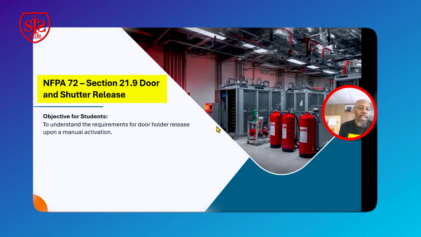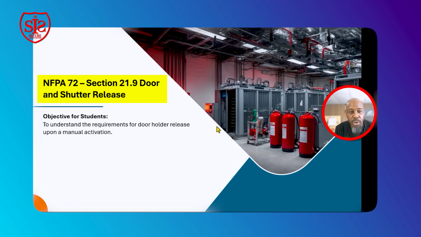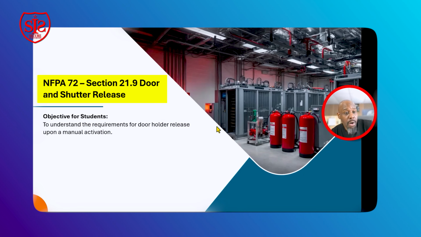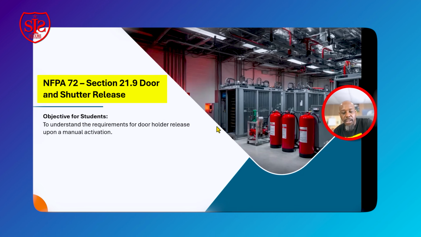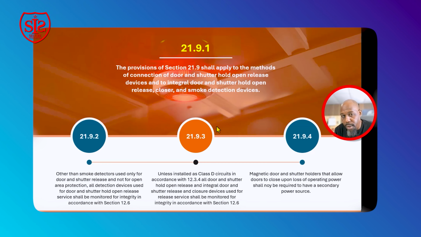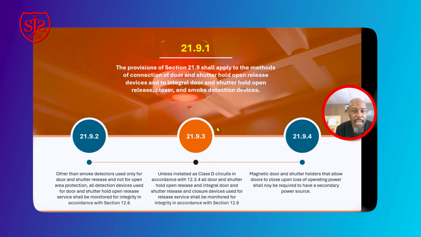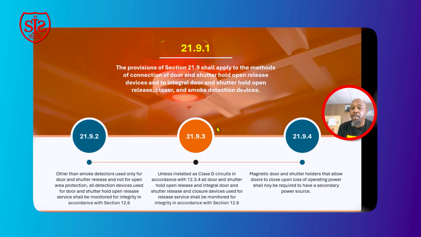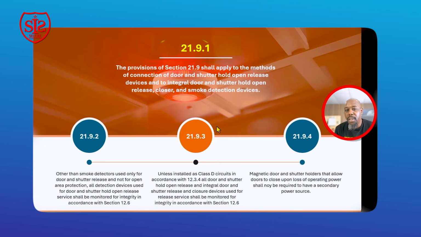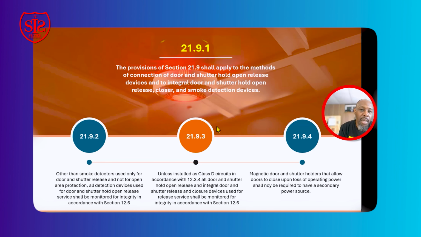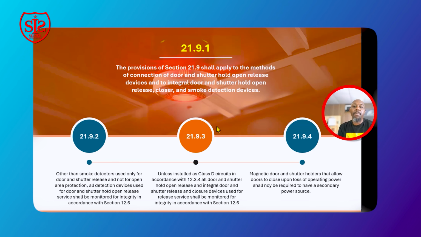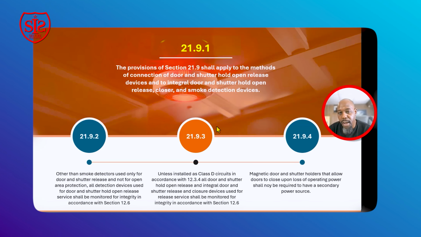Now as we move into the door release, section 21.9, doors and shutter release. This is to help you understand the requirements for door holder release upon a manual activation. 21.9.1, the provisions of this section 21.9 shall apply to all methods of connecting doors and shutters, hold open release devices. Section 21.9 goes over doors and shutters, how you should open and release them, how you should interconnect them, what releases them, what closes them, and the type of smoke detection devices that should be activating these outputs.